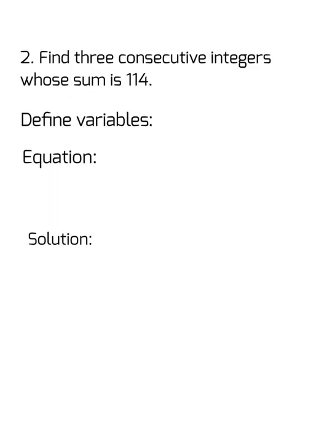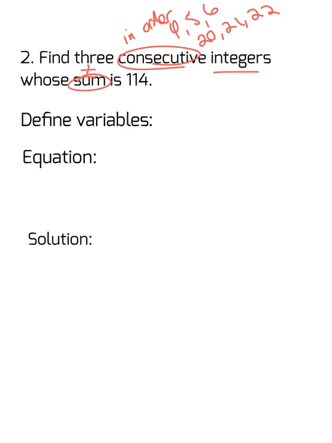Number 2 says find 3 consecutive integers whose sum is 114. This term consecutive means in order. For example, that might be 4, 5, 6, or 20, 21, 22. So find 3 consecutive integers, or whole numbers, whose sum is 114. We know sum is addition, and we want our total to be 114.